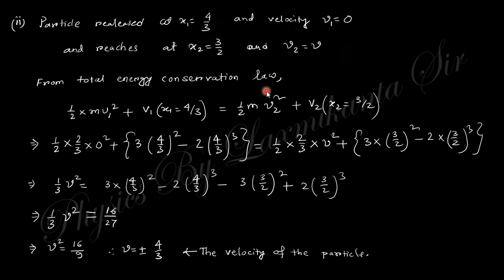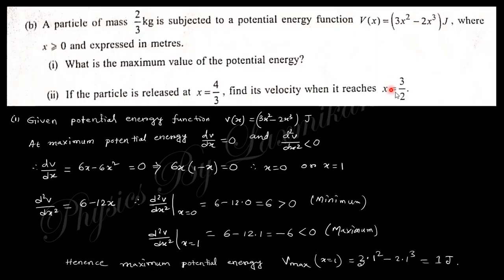So from total energy conservation, kinetic energy plus potential energy at that point equals kinetic energy and potential energy at that point. So there is an expression for potential energy. Put this value of x, you will get the potential energy value for both sides. And here the initial kinetic energy is 0 and the final kinetic energy has velocity v. So from here you can easily find out the value of velocity, that is plus minus 4 by 3. So this is the velocity of the particle at that point.